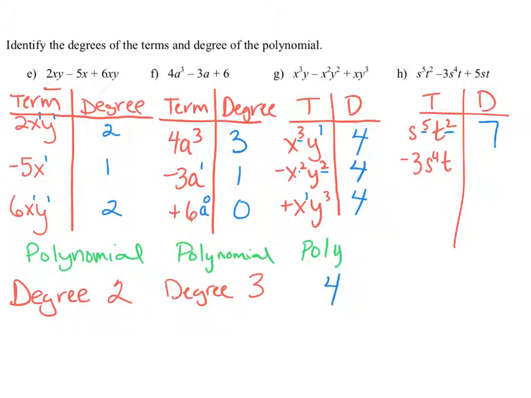This is s to the fourth. We're looking at 4 exponent, and t by itself is t to the first, so 4 plus 1 is 5. The last term, 5st: s by itself is s to the first, t is t to the first, so the degree of that term is 2. So for the entire polynomial, the degree is that highest degree of 7.